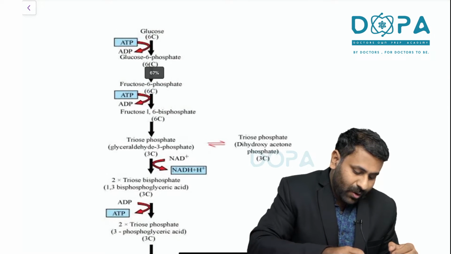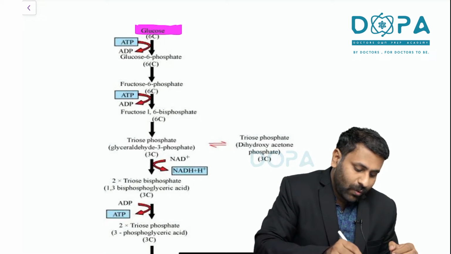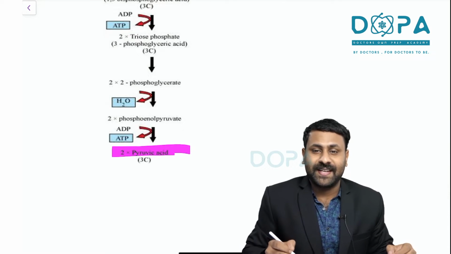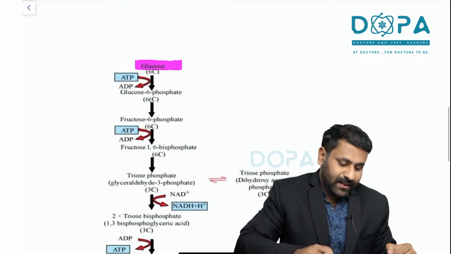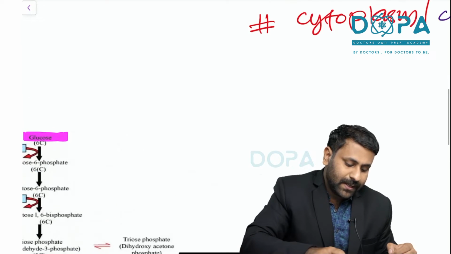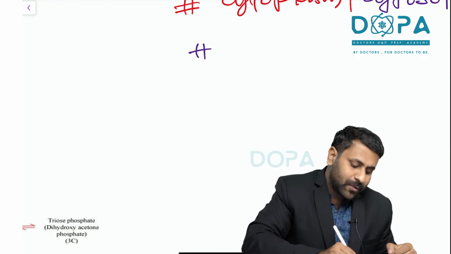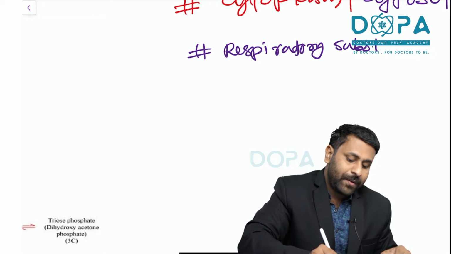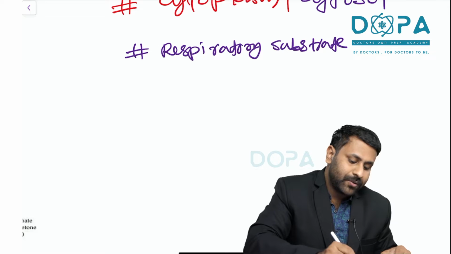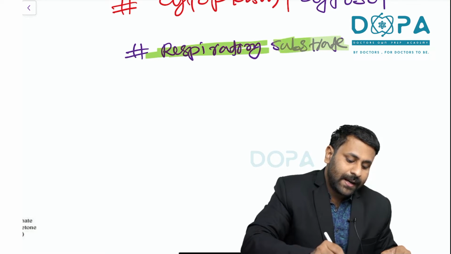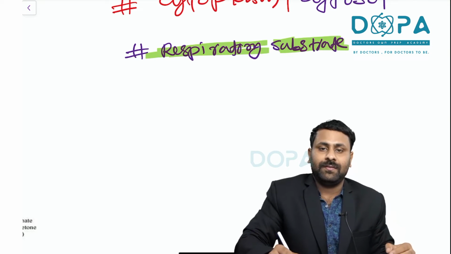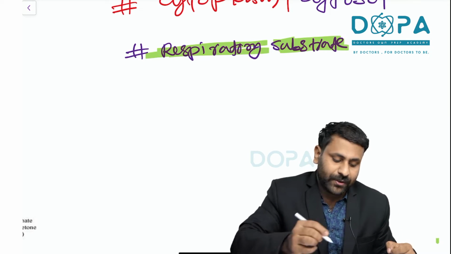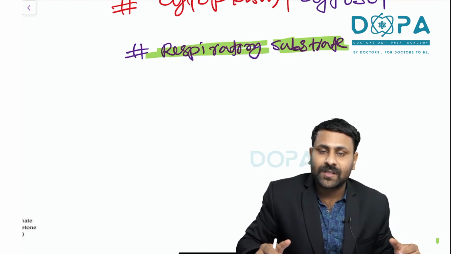I already said that one molecule of glucose is converted into two molecules of pyruvic acid, that is called glycolysis. Okay, we know glucose is a 6-carbon compound, and this is the respiratory substrate. What do you mean by respiratory substrate? Respiratory substrates are the compounds that are oxidized during respiration. Examples: carbohydrate, protein, fat. These are respiratory substrates.